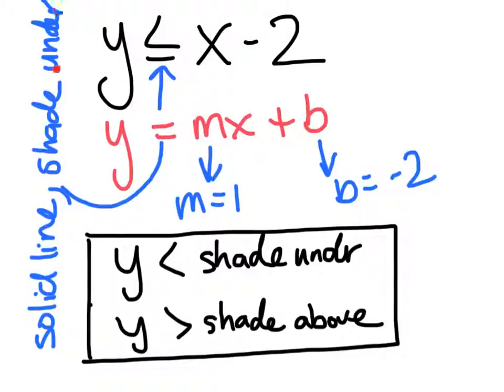We also know we're going to shade underneath the line because y is less than or equal to. If y were greater than, we would shade above the line, but y is less than, so we shade underneath. So it looks like this. We're going to start at a y-intercept of -2. We're going to use our slope. We're going to shade underneath, and it's going to be a dashed line. So let's see what that looks like.